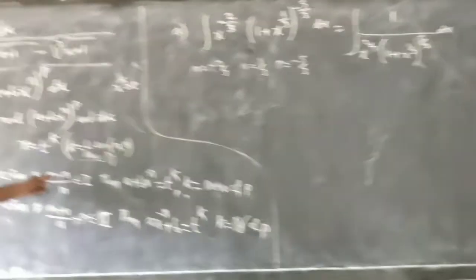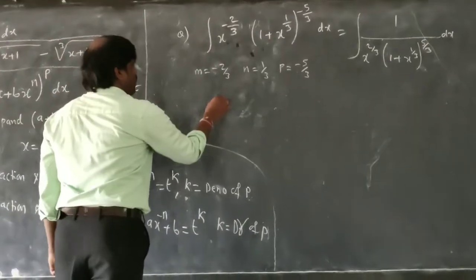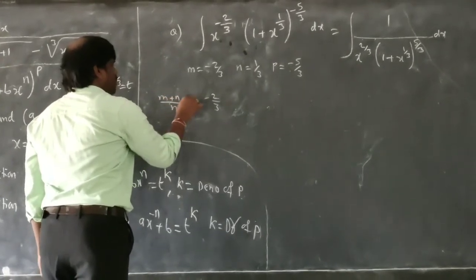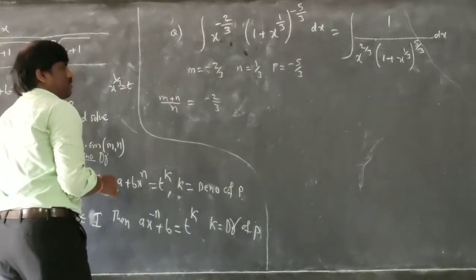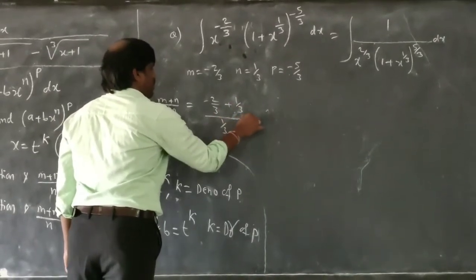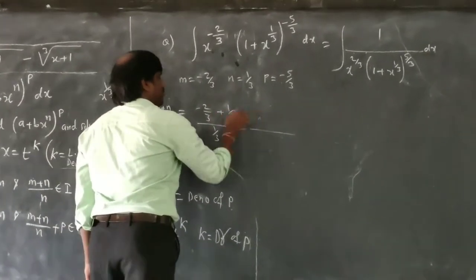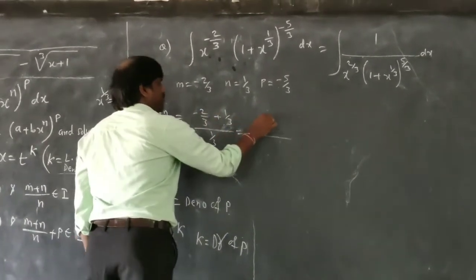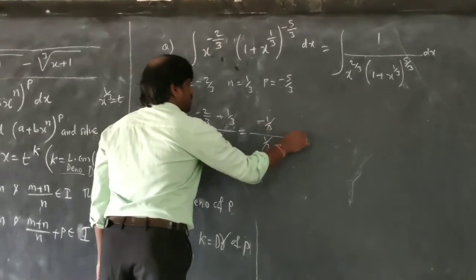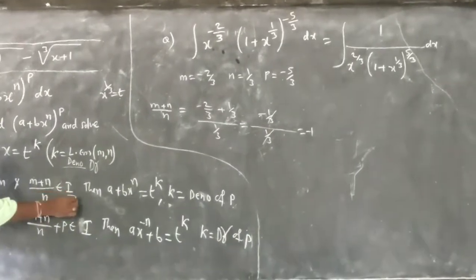Now what do you have to see here? (M plus N) by N. What is M here? M is minus 2 by 3. (M plus N) by N you need to see. M is minus 2 by 3 plus 1 by 3, divided by 1 by 3. Let us see what I am getting. If I take the LCM, minus 2 plus 1, that is minus 1 by 3, divided by 1 by 3. It is cancelled, the answer is minus 1. It is an integer. I got an integer.